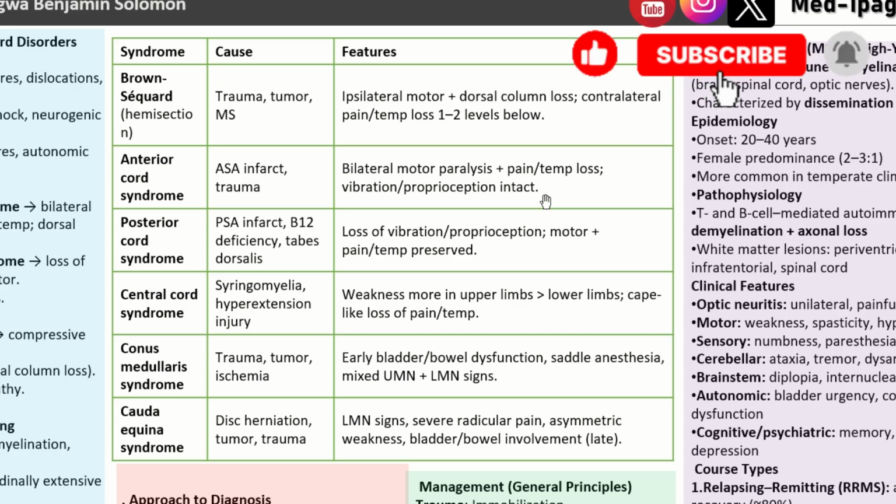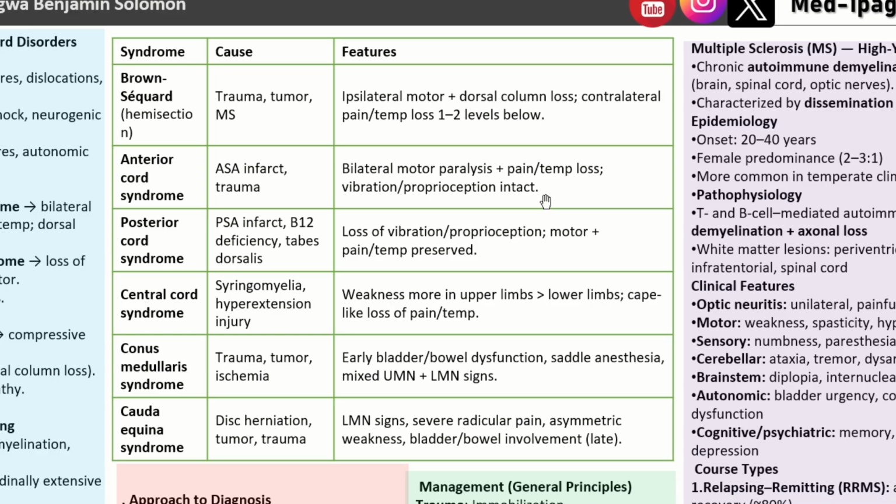Then we have conus medullaris. So the spinal cord ends at the level of around L2, and at that level is what we call the conus medullaris. So if we have trauma there, if we have a tumor there, if we have ischemia there, we're going to have the conus medullaris syndrome.